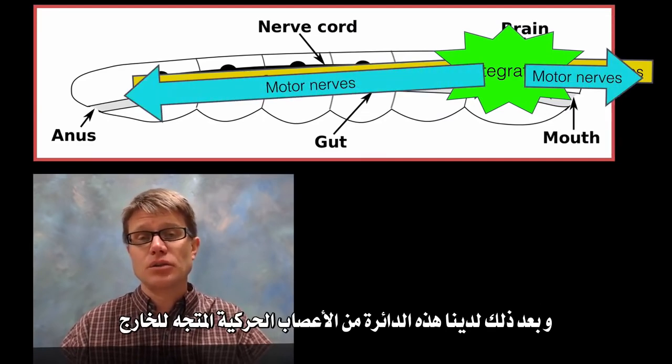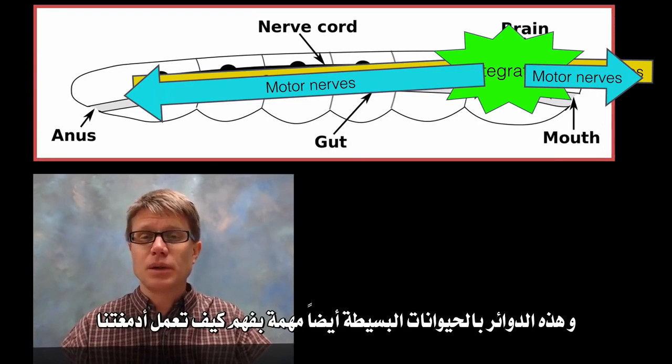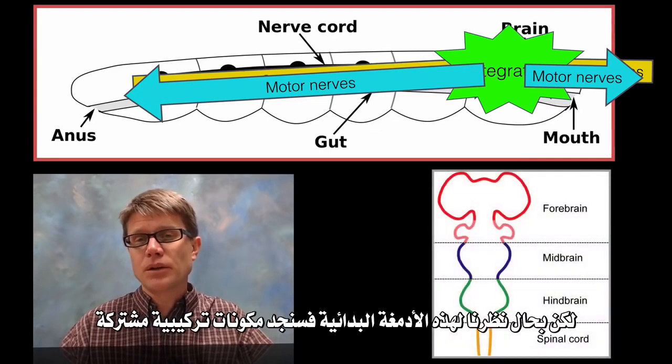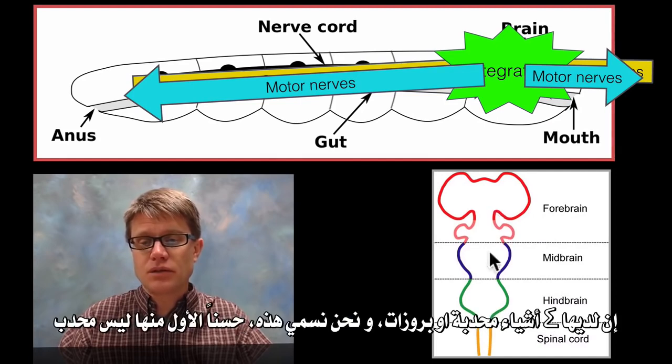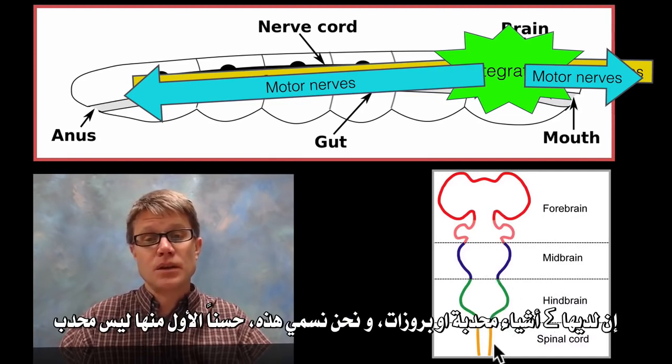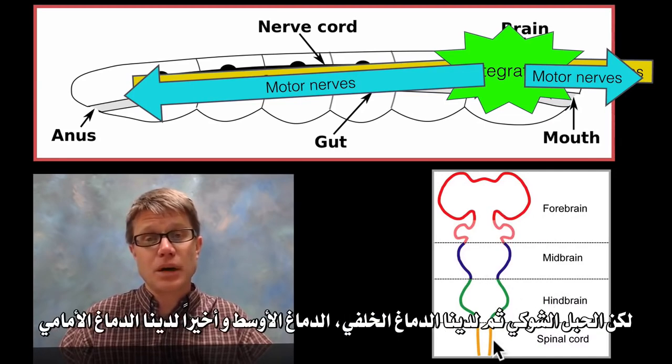And so then we have this loop of motor neurons out, or motor nerves. And so this loop in simple animals is also important in understanding how our brain works. But if we look at these real primitive brains, we find that they have a real common structure. They have these four humps, and we call those, the first one's not a hump, but the spinal cord. We then have the hindbrain, the midbrain, and then we finally have the forebrain.